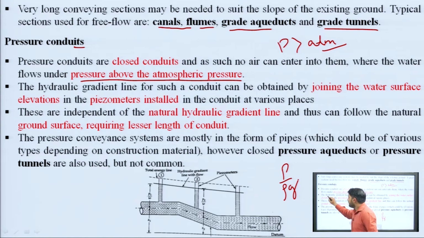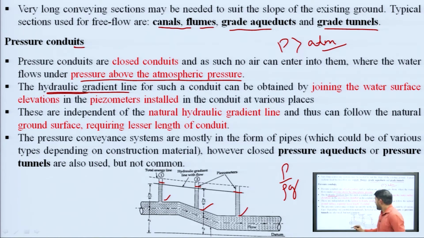So, how can we get the hydraulic gradient line? In order to get the hydraulic gradient line, piezometers are installed in a pipe and by joining the level of water in the piezometers, we get the hydraulic gradient line. And to get the total energy line, what we will do, as we are already aware that in the hydraulic gradient line datum head and pressure head are considered.